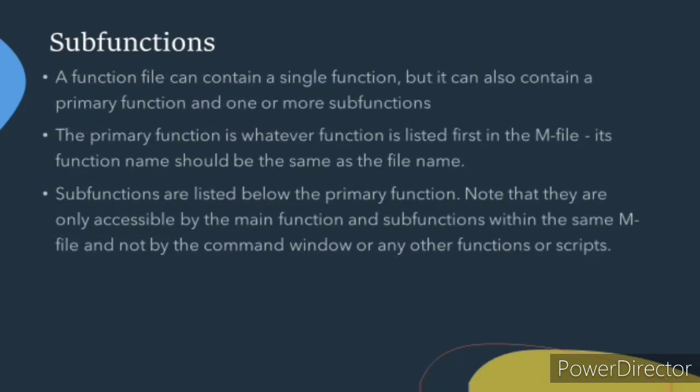Subfunctions. A function file can contain a single function, but it can also contain a primary function and one or more subfunctions. The primary function is whatever function is listed first in the M file. Its function name should be the same as the file name. The subfunctions are listed below the primary function. Note that they are only accessible by the main function and subfunctions within the same M file and not by the command window or any other function or scripts.